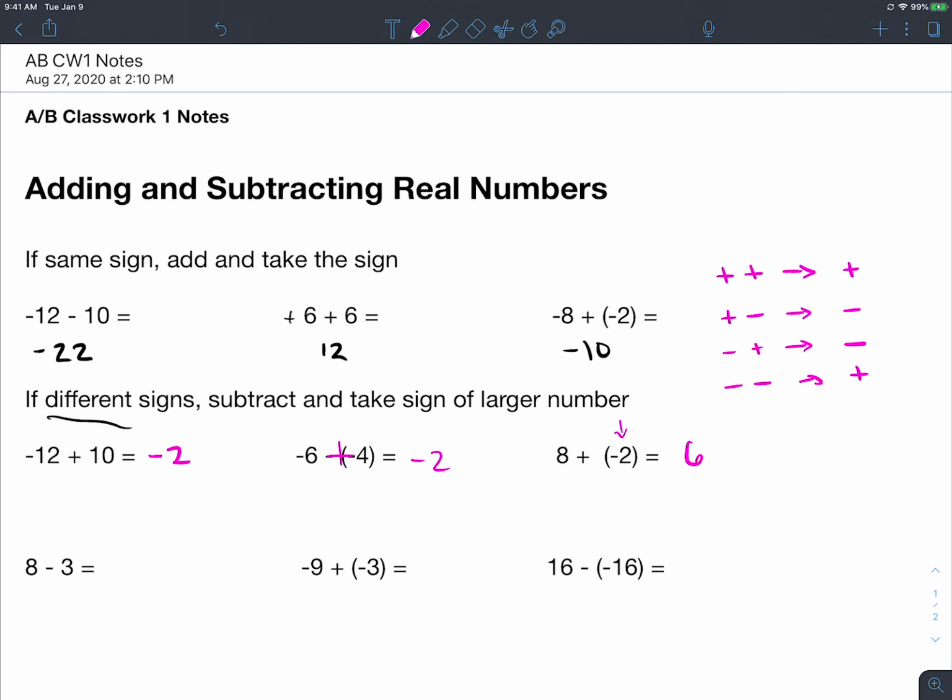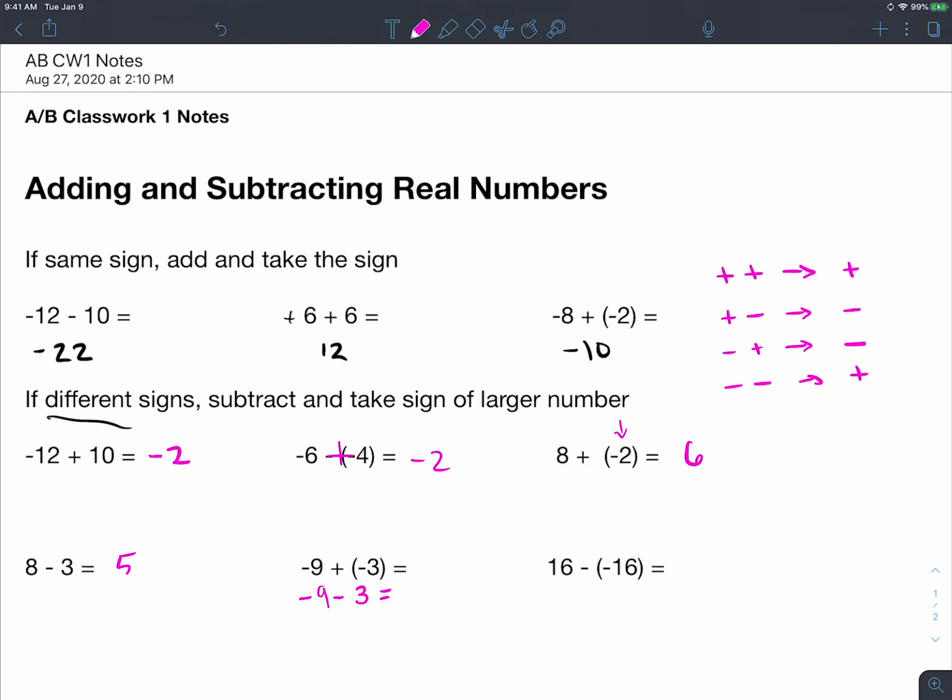8 minus 3, well, we know that. That's just 5. Negative 9 plus negative 3. Well, again, here's my method. So we have a plus minus right here. You see that? Well, what do we do when we have plus minus? We have to subtract, right? So that means negative 9, that plus minus is going to become a subtraction sign.